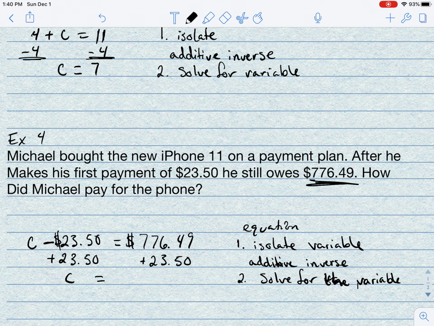Then on the right-hand side, you have $776.49 plus 23.50. So 9 plus 0 is 9, 4 plus 5 is 9, 3 plus 6 is 9, 7 plus 2 is 9, and then we just bring down our 7, and there we now know he paid $799.99 for this phone. And that is solving one-step equations with plus or minus.